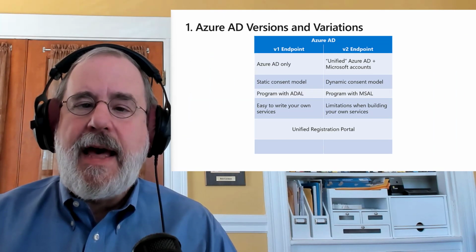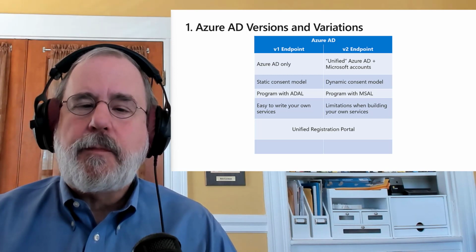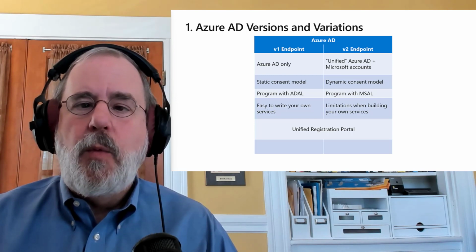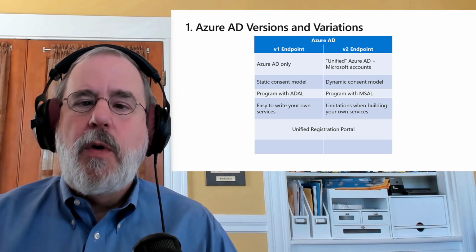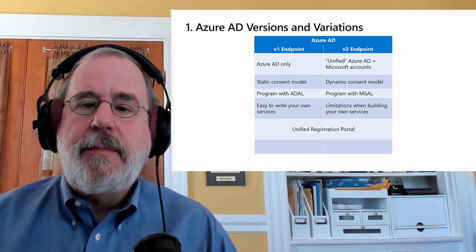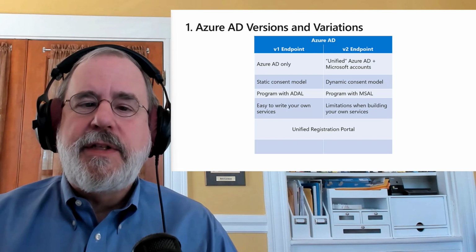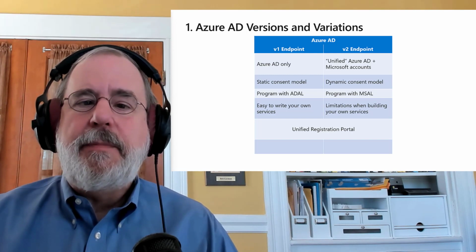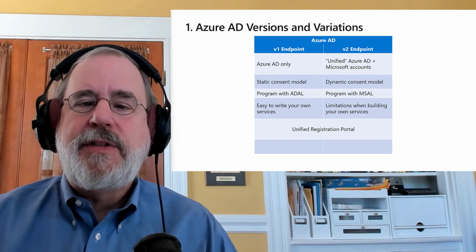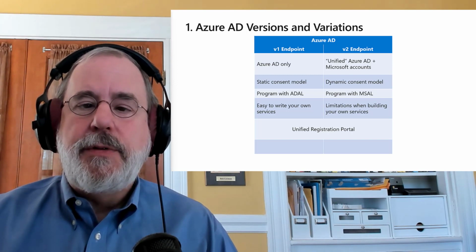So if we eliminate that, we still have two different endpoints for Azure AD itself. The V1 endpoint obviously is older. That only works with Azure AD, where the new V2 endpoint is quote unquote unified. In other words, your application can work with both Azure AD and Microsoft consumer accounts. The V1 endpoint only supports static consent, meaning that people will consent once to every permission that the app needs, whereas V2 allows dynamic consent so that the app can ask for more permission as the user is using the application.